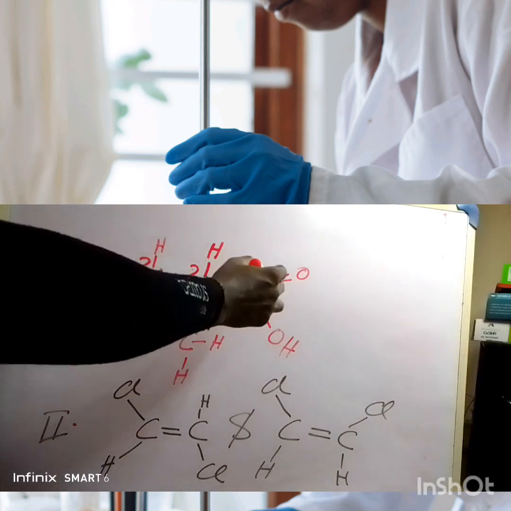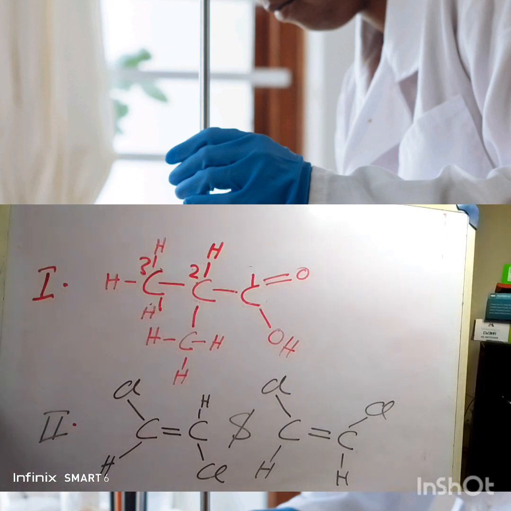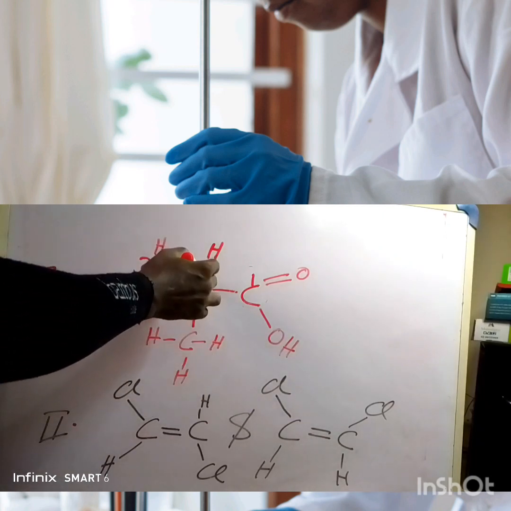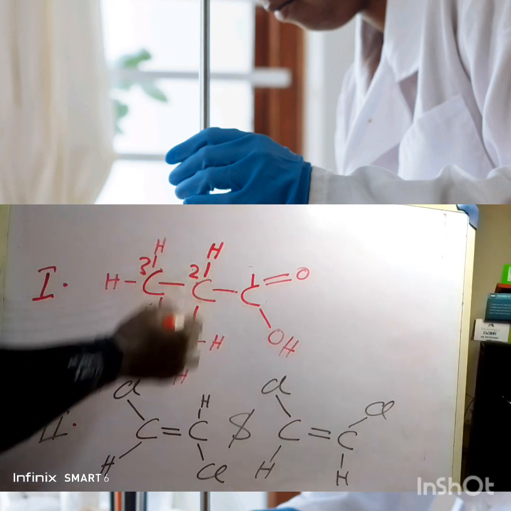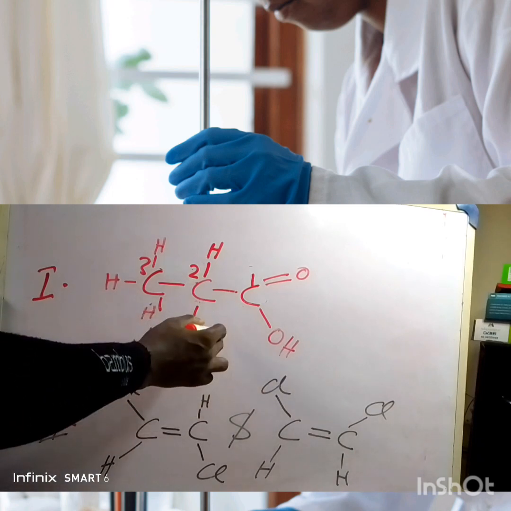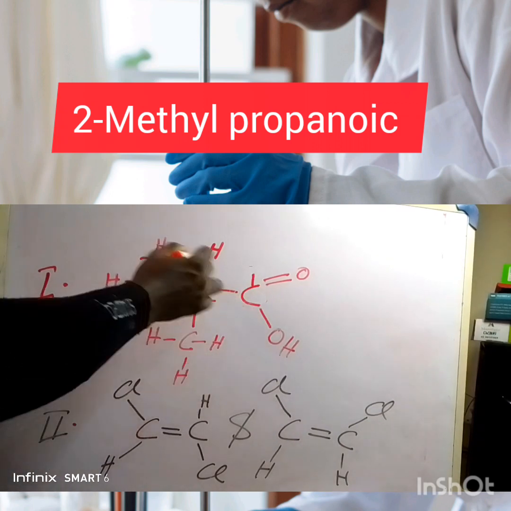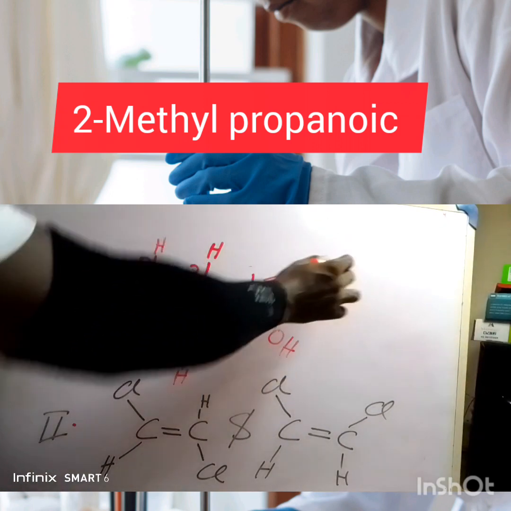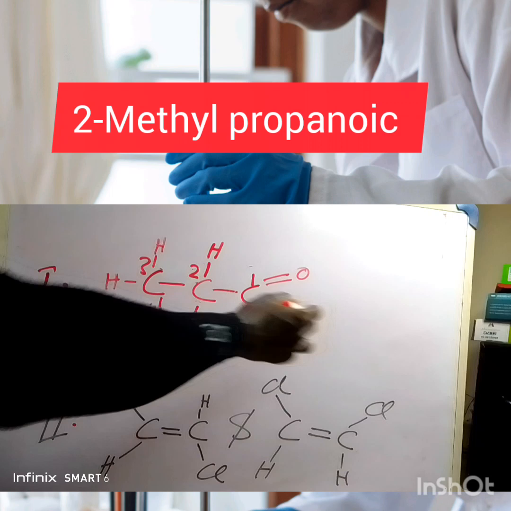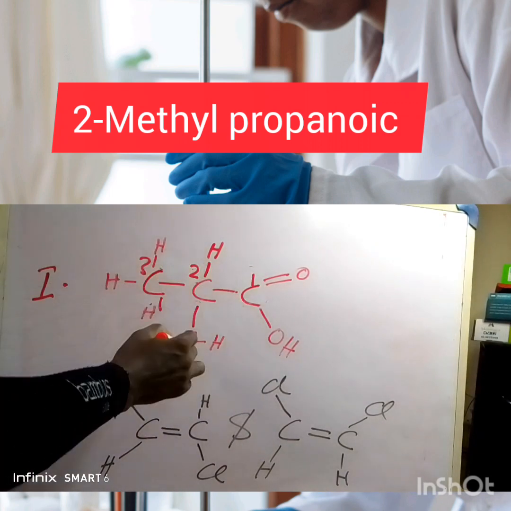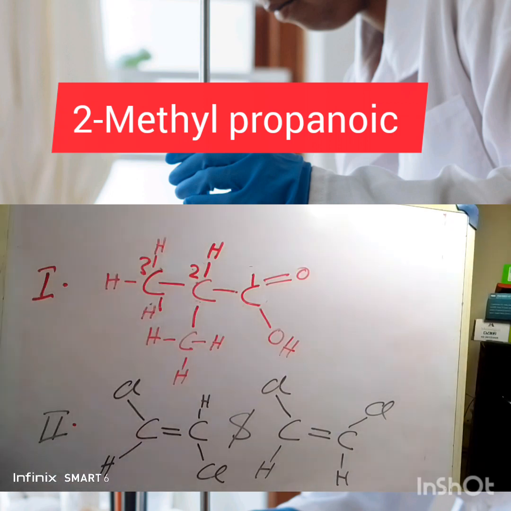Now that we have it numbered, the next thing is for us to name it. The prefix comes first. The prefix is on carbon number 2, so this will be 2, and this is methyl. So this is 2-methyl. The root name is prop. So this is 2-methylpropanoic. Propanoic: prop, 3 carbon atoms, oic, that is the suffix. So this compound is 2-methylpropanoic acid. Is that taken? 2-methylpropanoic.